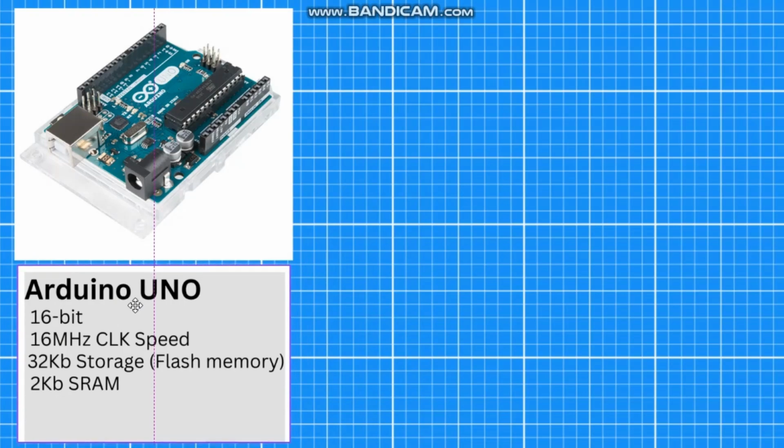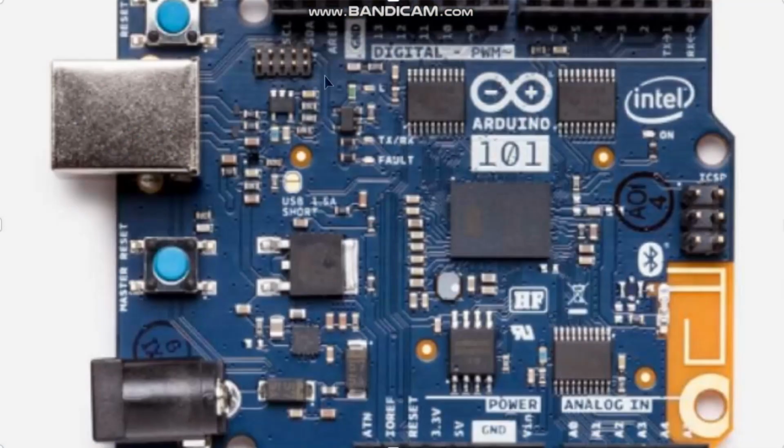You see, the Arduino Uno is a basic microprocessor that's 16-bit, running at 16 MHz clock speed, has 32 kilobytes of storage or flash memory, and 2 kilobytes of SRAM. Now this is all integrated on this little chip right here, and it's actually pretty neat. Now the Arduino 101 on the other hand is a more complex board.